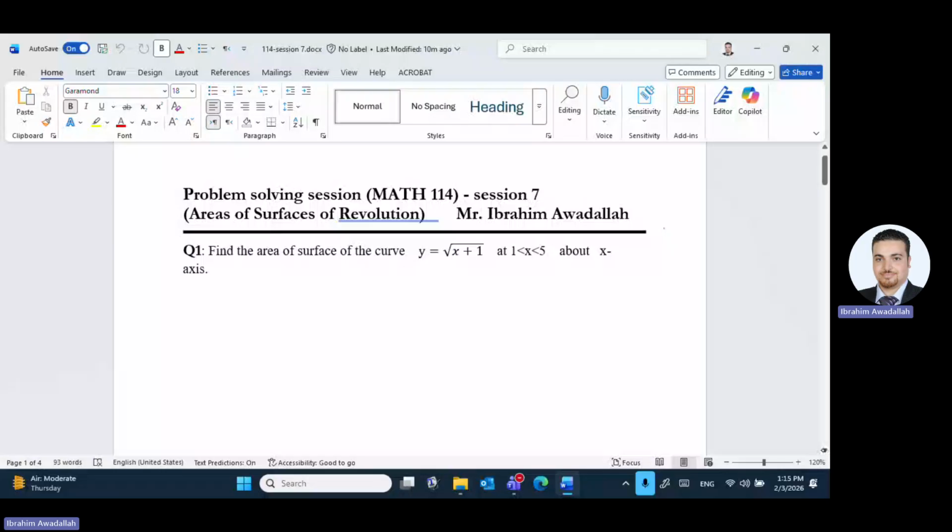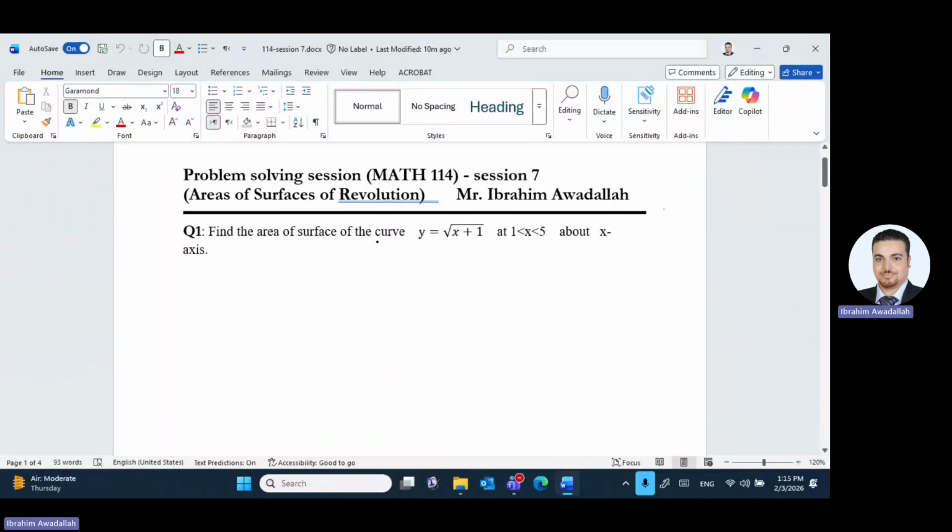Revolving about the y-axis. I have 4 questions with me. 2 of these questions are about the x-axis, 2 of these questions are about the y-axis. See question number 1.